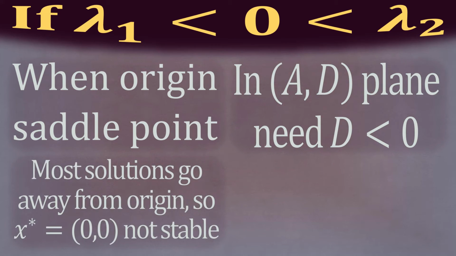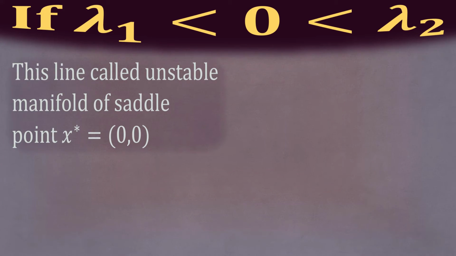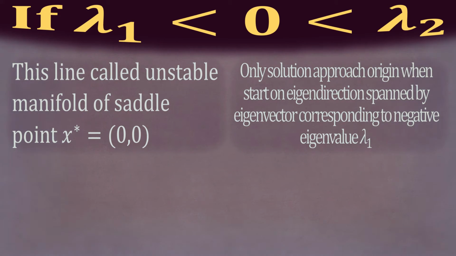In the AD plane, we need d to be negative. Most solutions go away from the origin, so x star equaling 0, 0 is not stable. As t tends to infinity, they approach the eigendirection spanned by the eigenvector v2 corresponding to the eigenvalue λ2. This line is called the unstable manifold of the saddle point x star is equal to 0, 0.